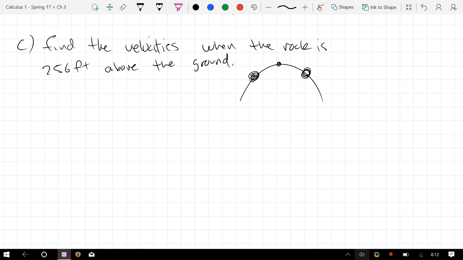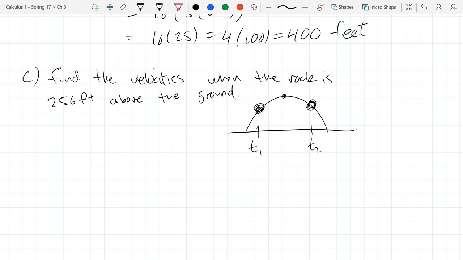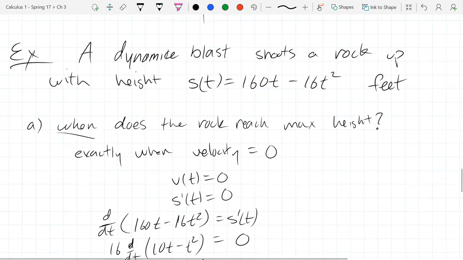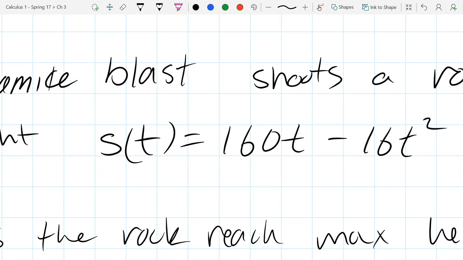So how do I take feet and turn that into a time? I need actually two times here. So we'll go T1 and T2. How do I take feet? What relates feet and time, or height and time? So our height formula right up here. So this is how feet and time are related.